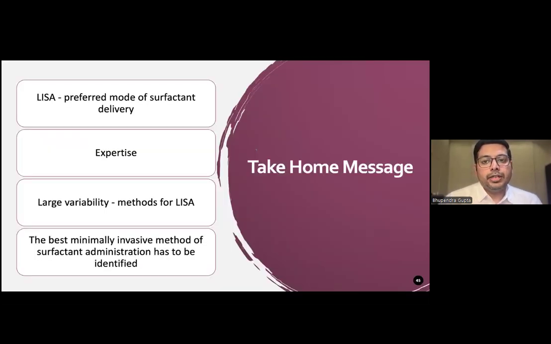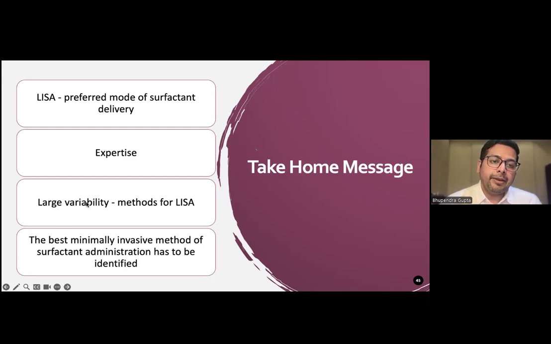So coming to the take-home message, LISA is the preferred mode of surfactant delivery, because as Bijon sir says always, less is more in neonatology. The less we do, the better is the outcome. And the second point is expertise. So we need some sort of expertise for the insertion of the tube inside the vocal cords.